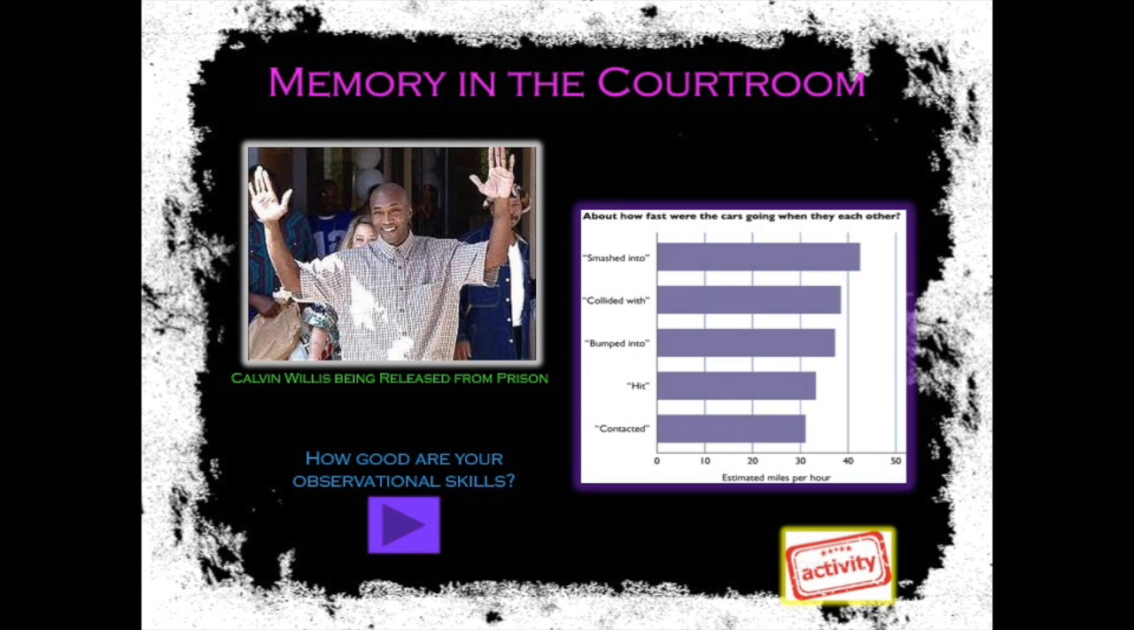So recall can be affected by the way investigators word questions as well. One study had participants watch a car accident on a video, so a video of a car accident, and then they were divided into 5 groups, and the investigators asked the groups of people about that car accident on the video by just altering one word. So the first group was asked about how fast were the cars going when they contacted each other, and they said around 30 miles per hour on average.